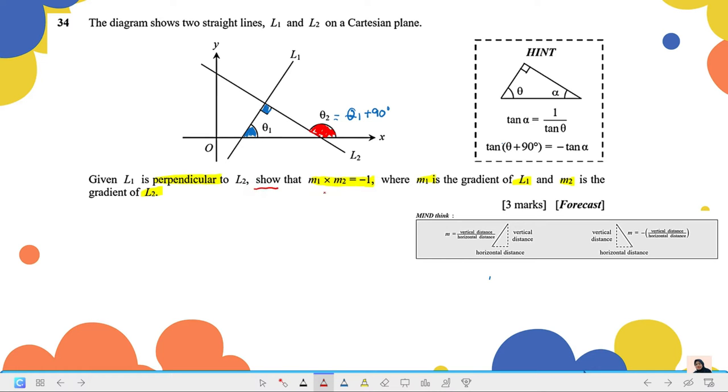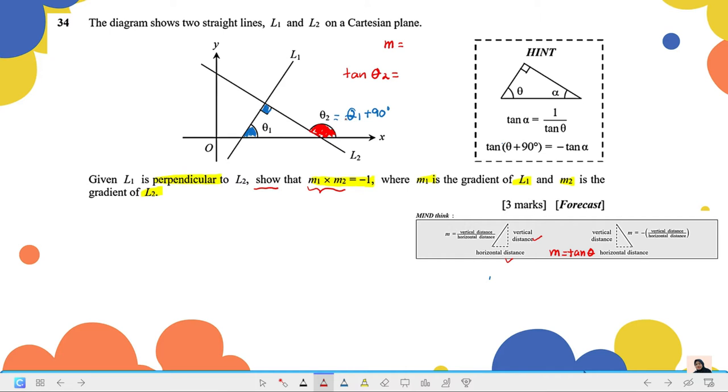So we have learned, since they ask you to show the gradient M1 M2 equals -1, how to get the gradient. You understand gradient is vertical distance over horizontal distance, which is actually tangent. Gradient is equal to tangent theta. So we need to find the value of tangent theta 2. So how to find the value of tangent theta 2?